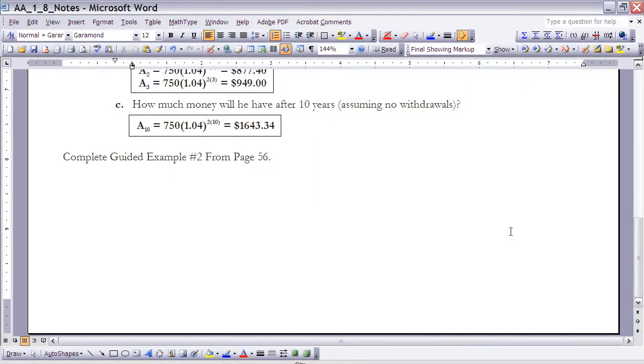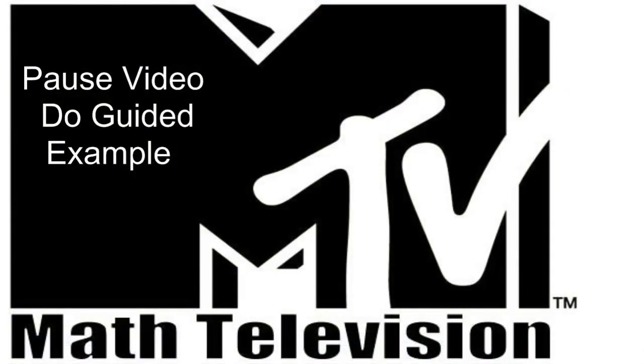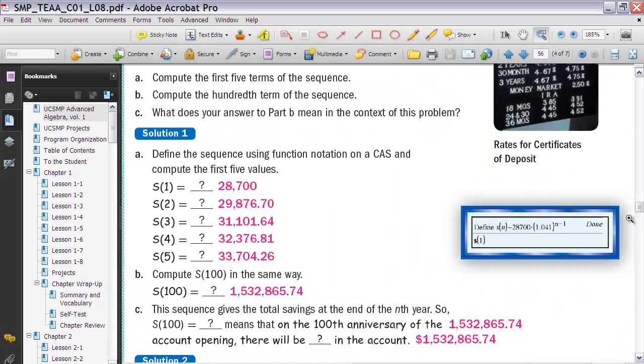If you could pause the video at this time and complete guided example number 2 from page 56. Once you're done with that, start the video again, and I'll put the answers on here for you to see. Here are the answers to solution number 1. Take a look at yours and see if they match these. If you have any questions, make sure you ask about those in class next time we meet.